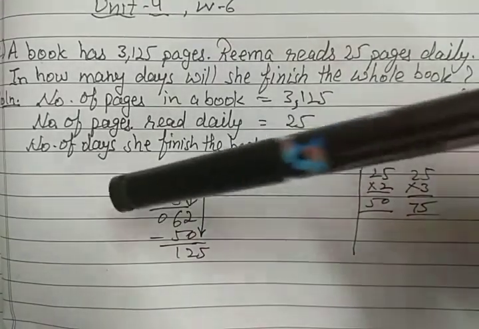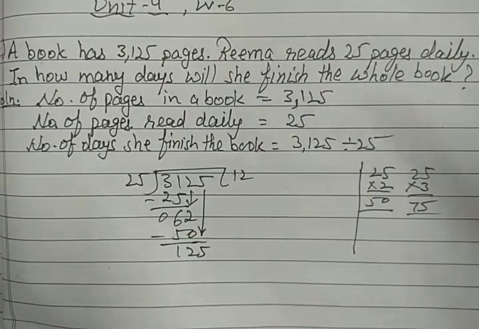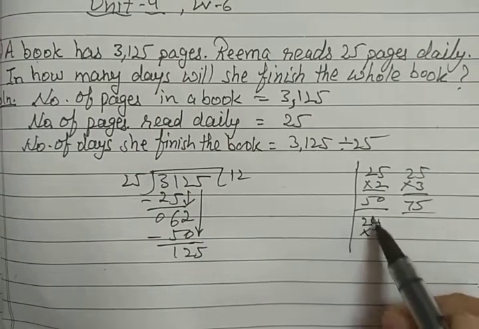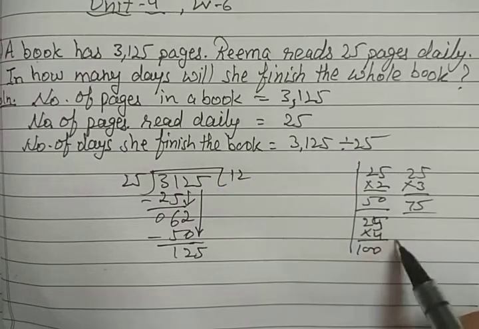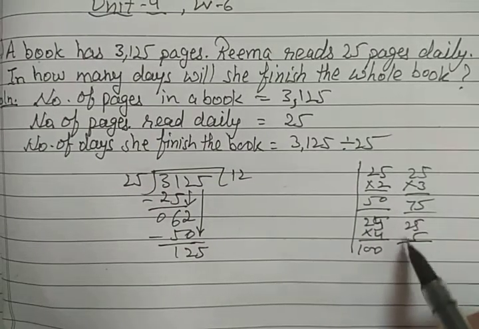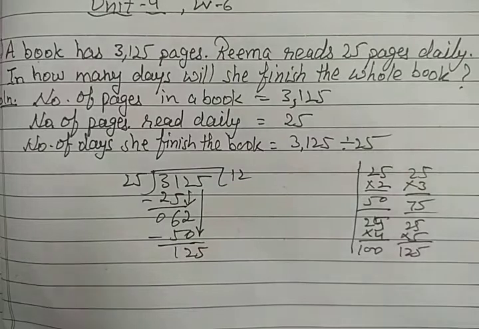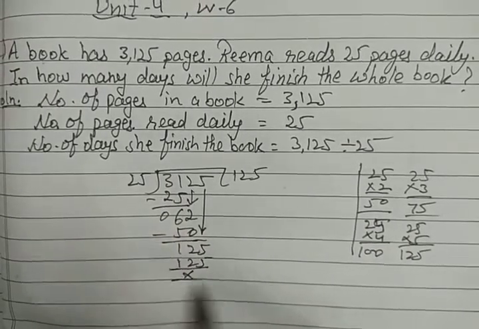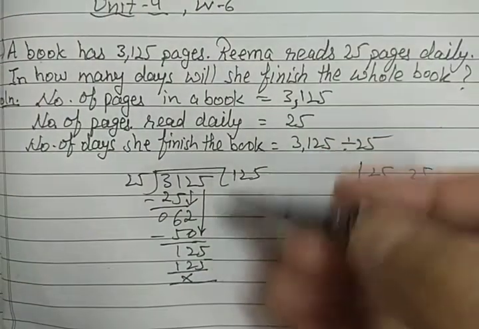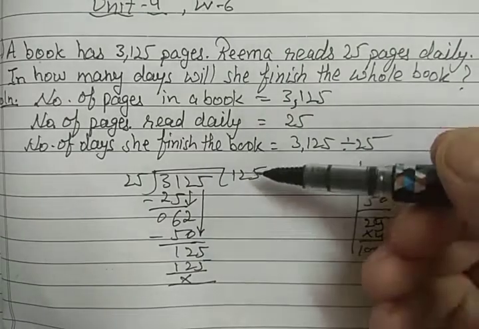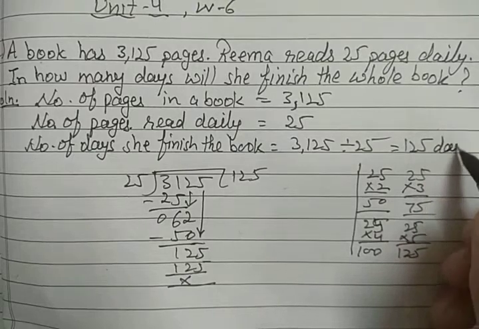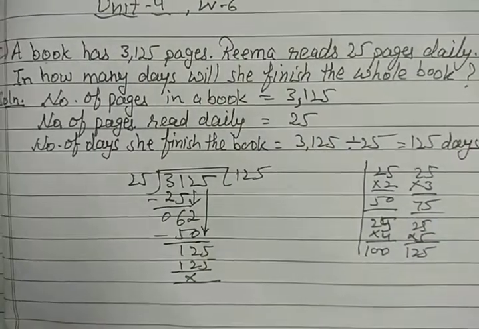Now you have to recite the table of 25 till 125. So 25 4s are 100. And 25 5s are 125. So there is no other digit left to come down. So this is the answer. So that means Rima finished this book in 125 days.